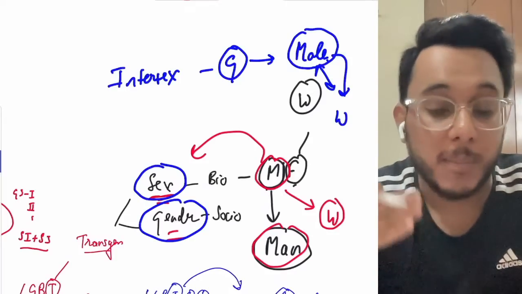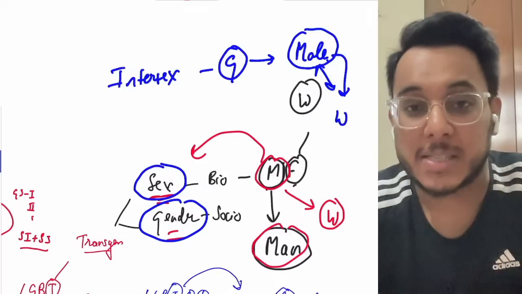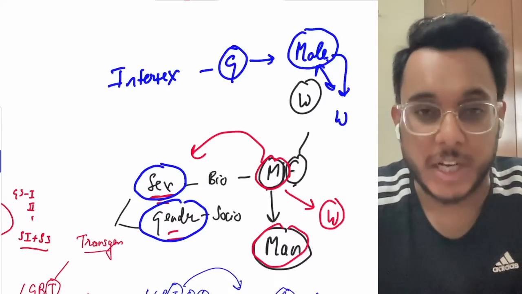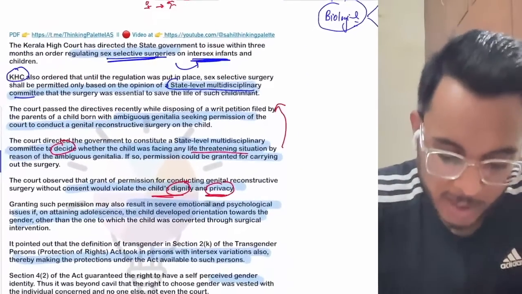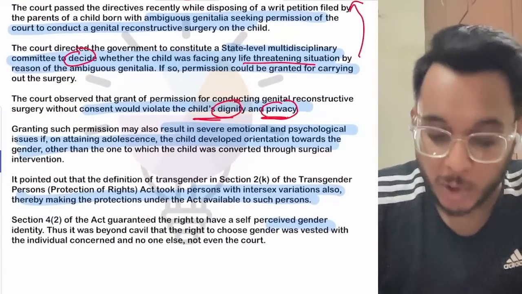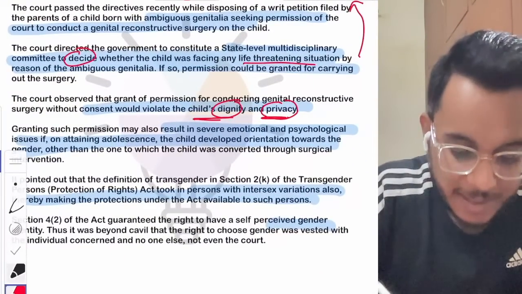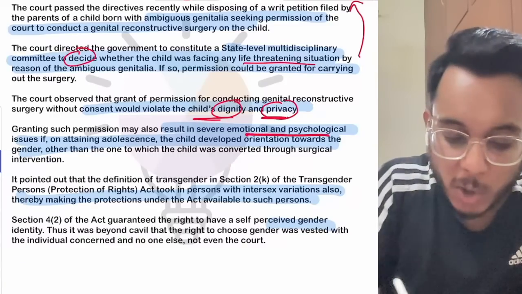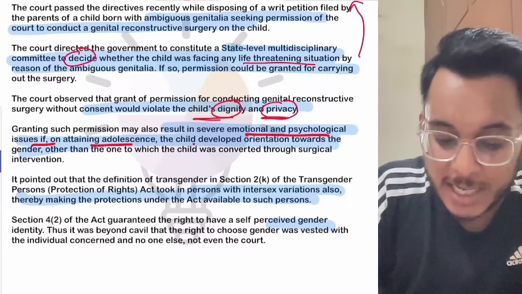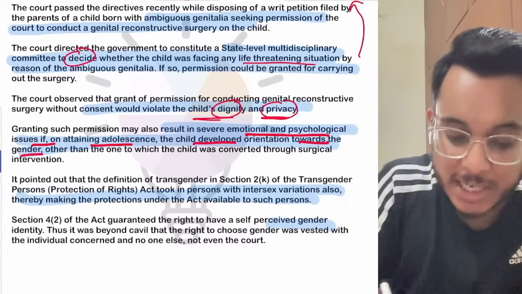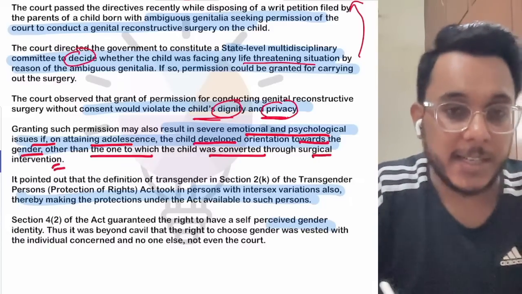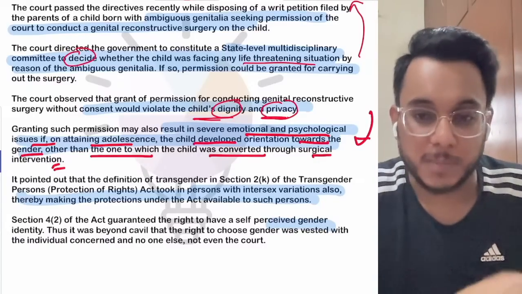So this problem could happen. A person might develop a personality orientation towards a different gender. So the court says that giving permission today for reconstruction of sex might result in emotional and psychological issues on attaining adolescence, if the child develops an orientation towards a gender other than the one to which the child was converted through surgical intervention. So this problem can also come.